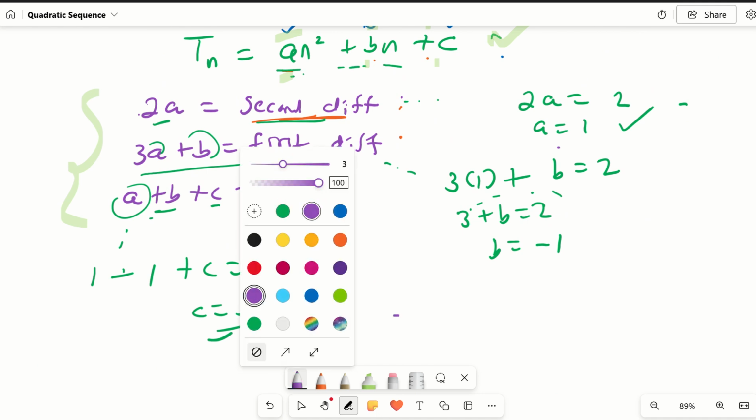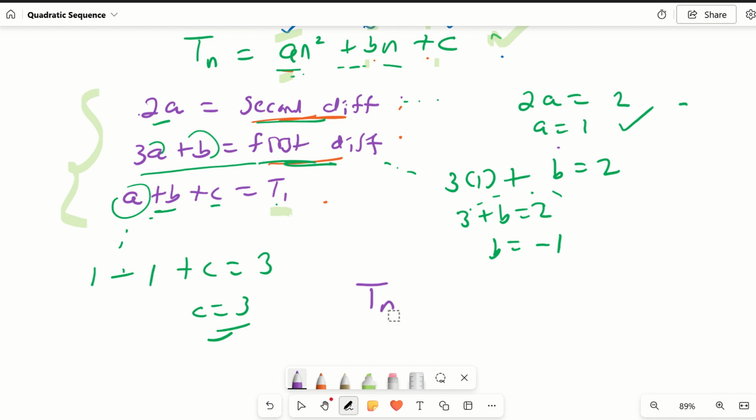You can go ahead and substitute them. Tn equals A is 1 n squared. B is minus 1, and C is 3. So we are able to use this formula to find T100.